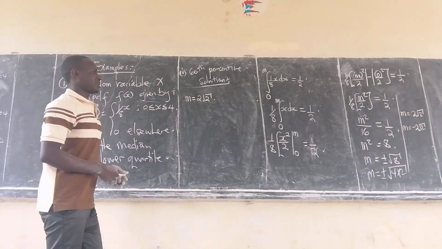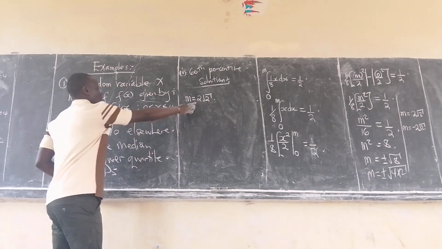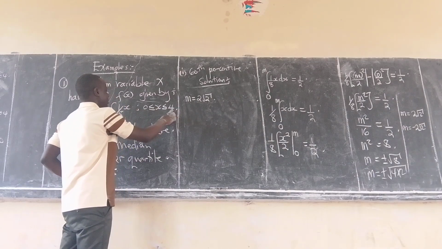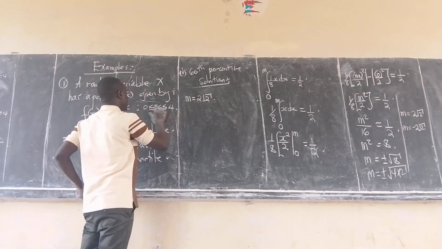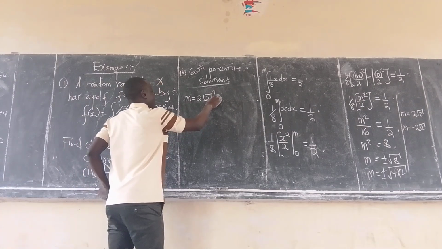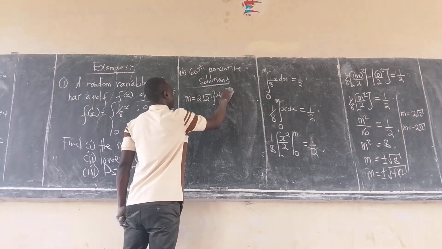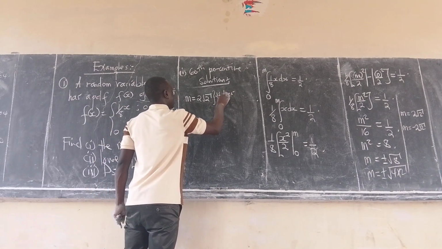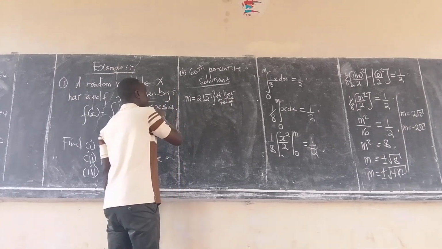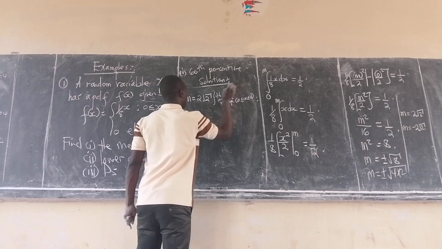Now before concluding that it is the median, you first ask yourself, is 2 root 2 between 0 and 4? Is the value 2 root 2 between 0 and 4? If yes, it is the median. This one lies in the range which is given. That means 0 is less than or equal to x, less than or equal to 4.